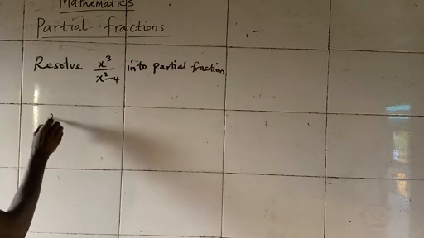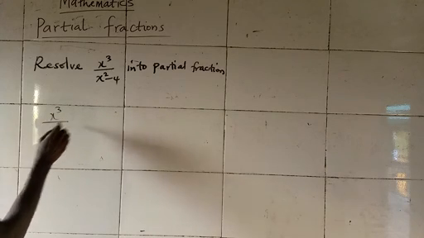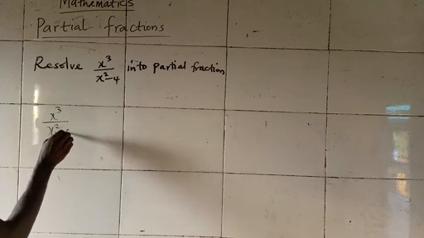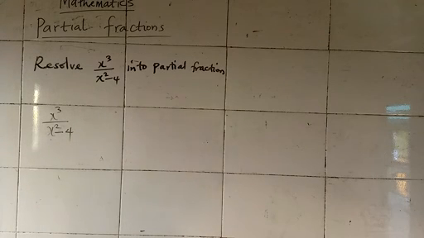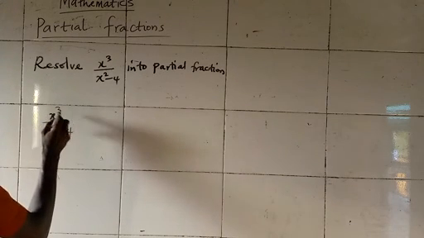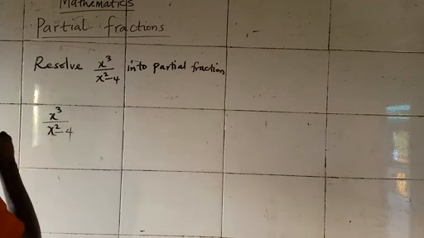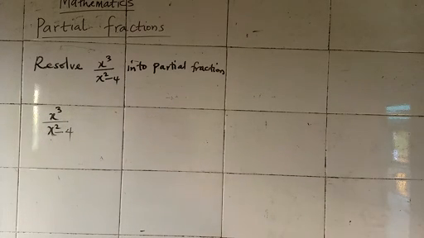Now, therefore, we have x power 3 all over x squared minus 4. What is the next thing we do here? We simply get the difference of two squares of the denominator. Okay, we are not going to get the difference of two squares, because if I do, I'm just out of the points.